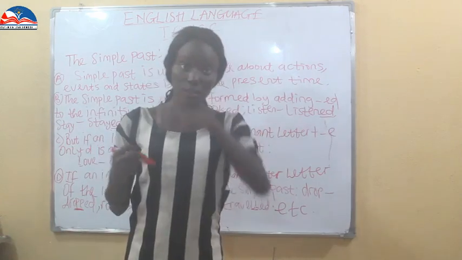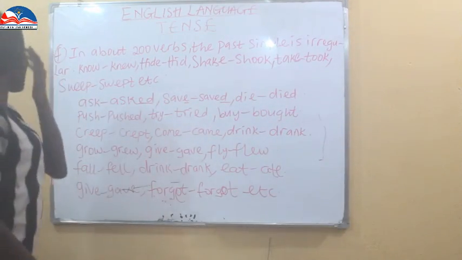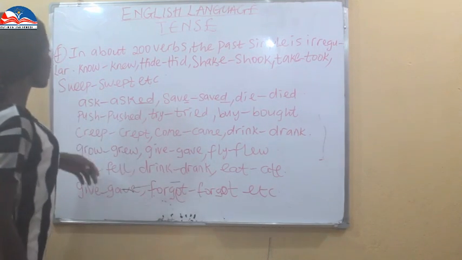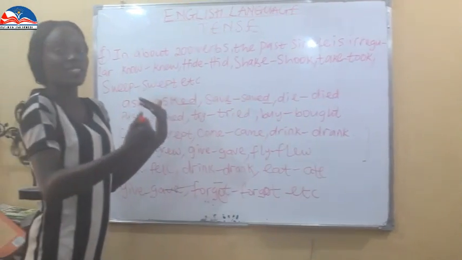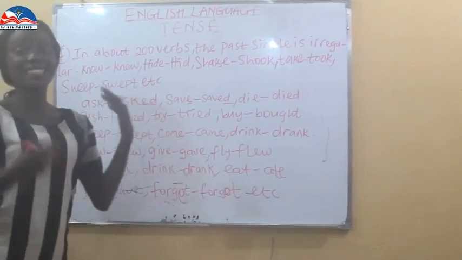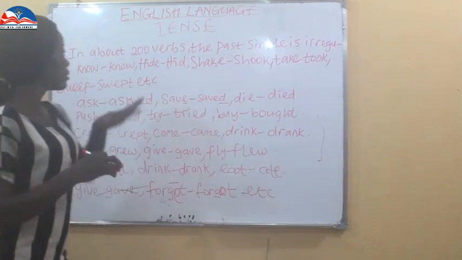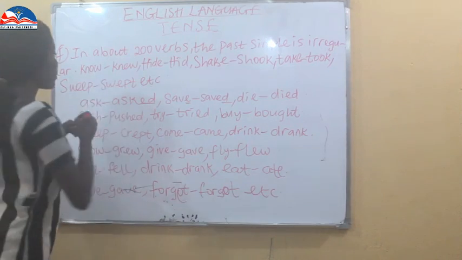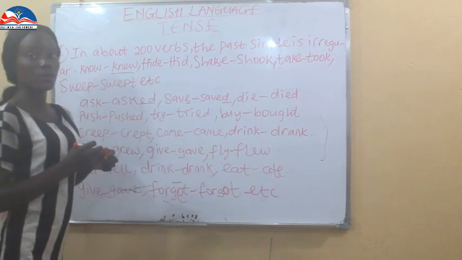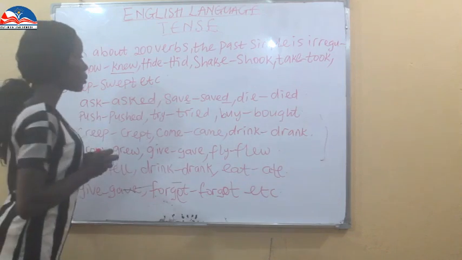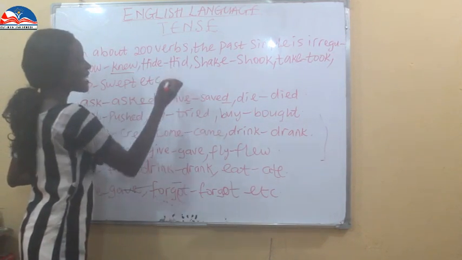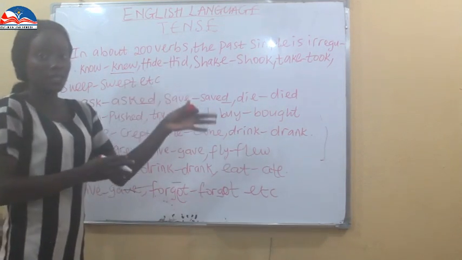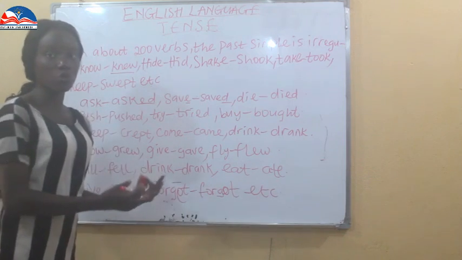Now we move to the next one, the last form. In about 200 verbs, the past simple is irregular. Some change their form, not just by adding ed or d. The words change. Now we have know, and it becomes knew. That is the past form of know. You see that it is irregular. It is not in the same sequence like the other ones we have, drop, dropped.